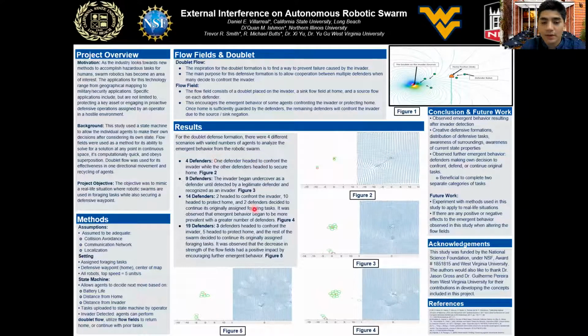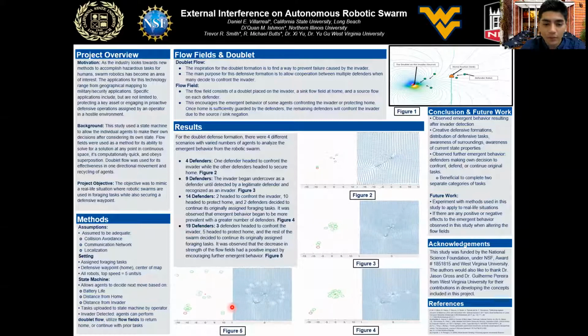As we increase the amount of defenders, we can see more and more that some would choose to confront it. Once we got to 19 defenders, 20 agents in total, we saw that 3 defenders headed to confront the invader, while 5 headed to protect home, and the rest of the swarm decided to continue its originally assigned foraging tasks. Foraging just means search and gather tasks that the operator decided to assign the swarm as a whole.